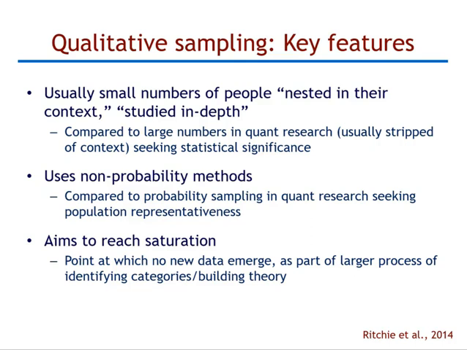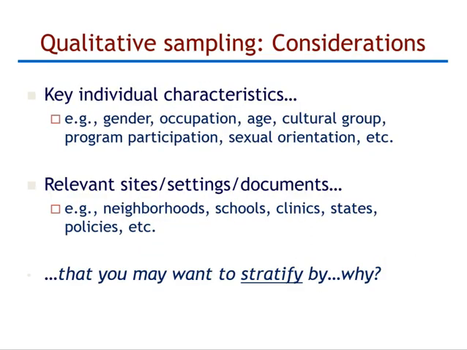Another key feature of qualitative sampling is that it aims to reach saturation. We talked about this a little bit in session 6. This is the point at which no new data emerge, where you don't come across any new themes that might be of use to you for your research question. Qualitative sampling relies on the selection of key individual characteristics that are expected or known to be relevant to the topic that you're studying. There are sometimes many criteria, and researchers need to prioritize the ones that are most important to their research question.